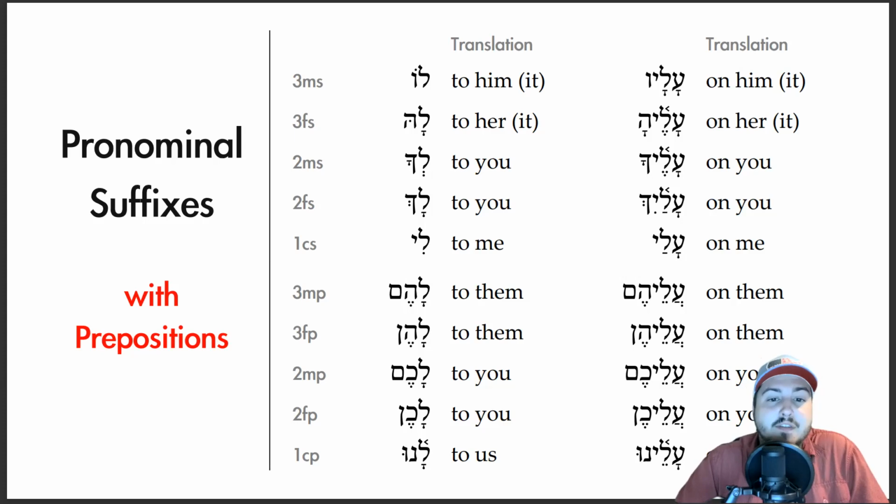Some of these look like full-on words, so you're going to have to be aware that lachen, all right, lachen is the lamed preposition with that third masculine singular or second feminine plural ending. Same thing over here. Alayikim, on you, right? That looks like a big word, but really it just means on you. So that's something to keep in mind. Learning these pronominal suffixes is going to help you recognize all these words.